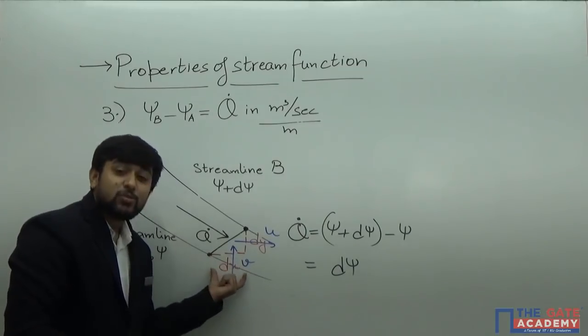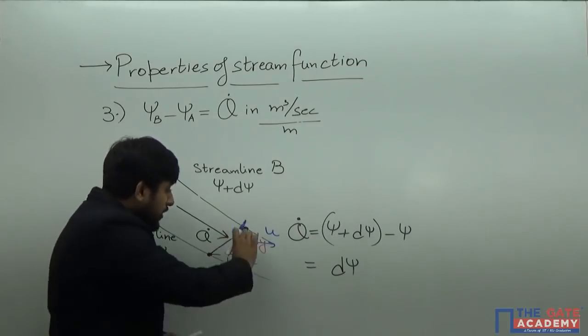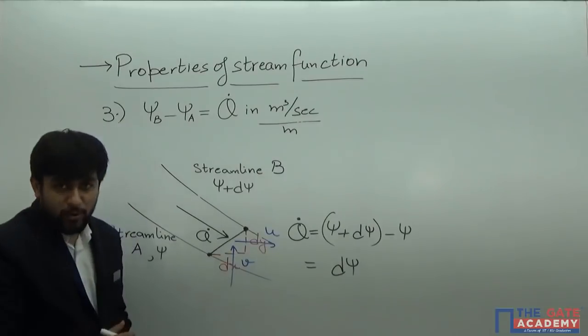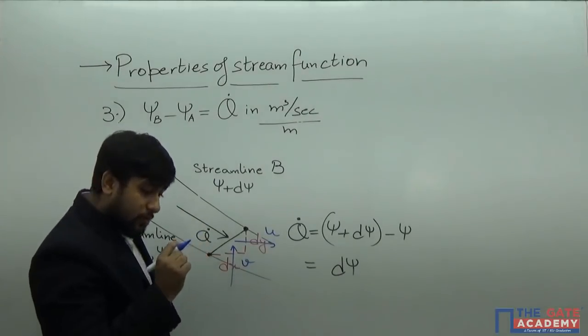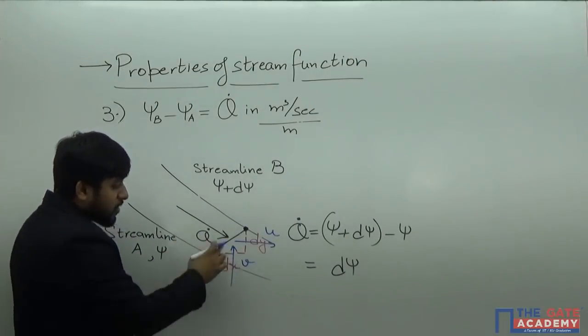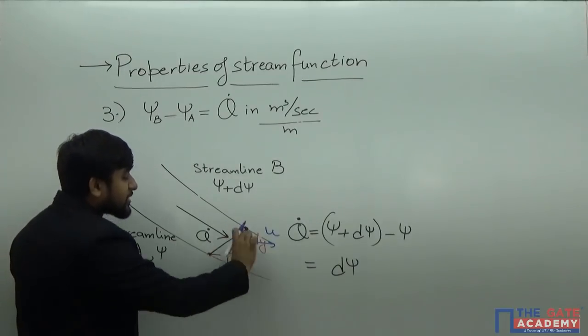It is v dx into 1. What is the discharge through dy? It is u dy into 1. Okay. Now we have got basically a triangular element which has sides ds, dx and dy.